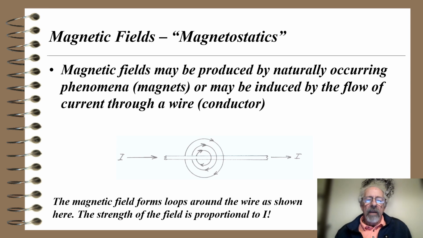Now, if we talk about magnetic fields or magnetostatics, magnetic fields may be produced by naturally occurring phenomena, magnets, or may be induced by the flow of current through a wire or a conductor. The little sketch here shows a wire with a current I going through it, and there's a magnetic field which wraps itself around in circular loops around the wire. The magnetic field forms loops around the wire as shown here. The strength of the field is proportional to the current, I.